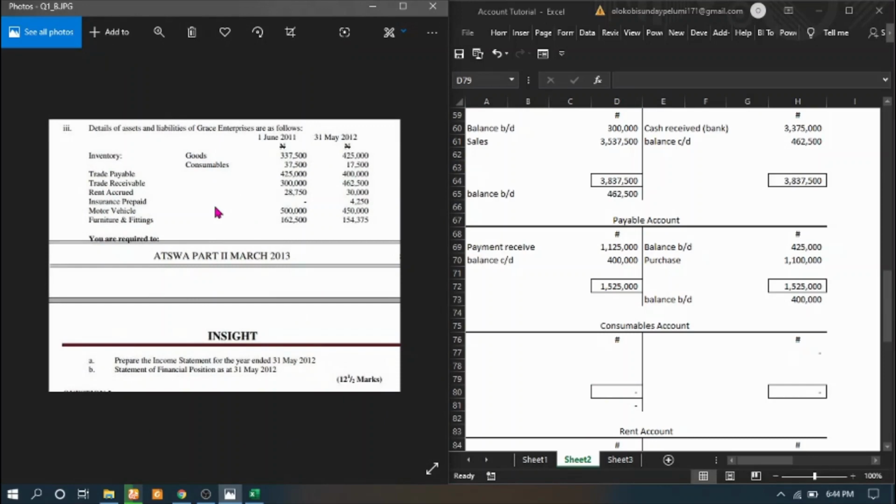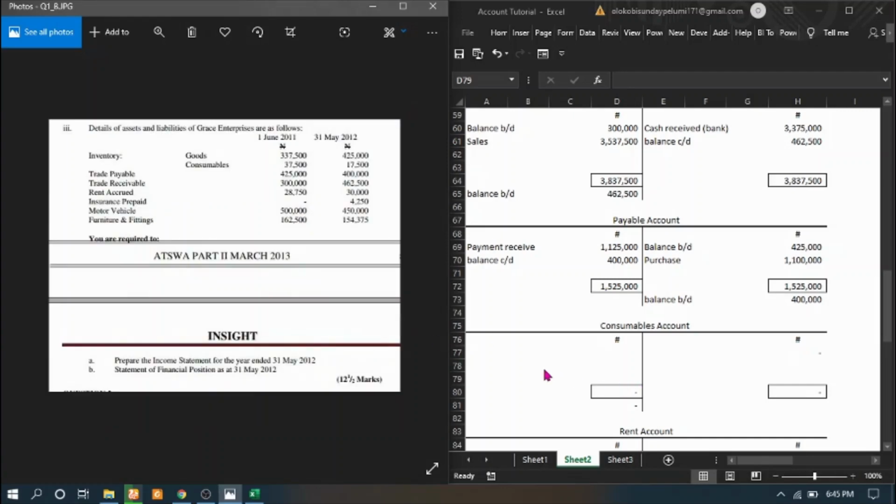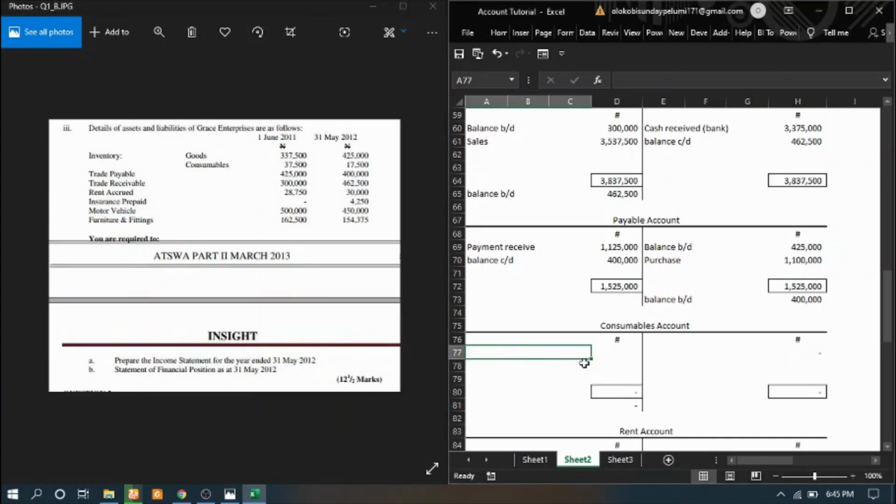Some consumables were purchased. Look at this information. Some consumables were purchased here, which is 350,000. So the solution here is that we need to open an account for consumables and get the actual amount of material or item that has been used up or consumed, which means we are going to charge it to our income statement.